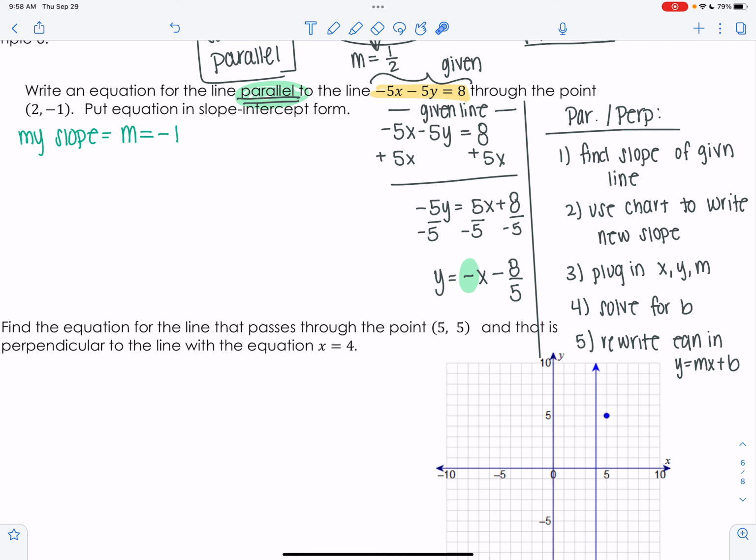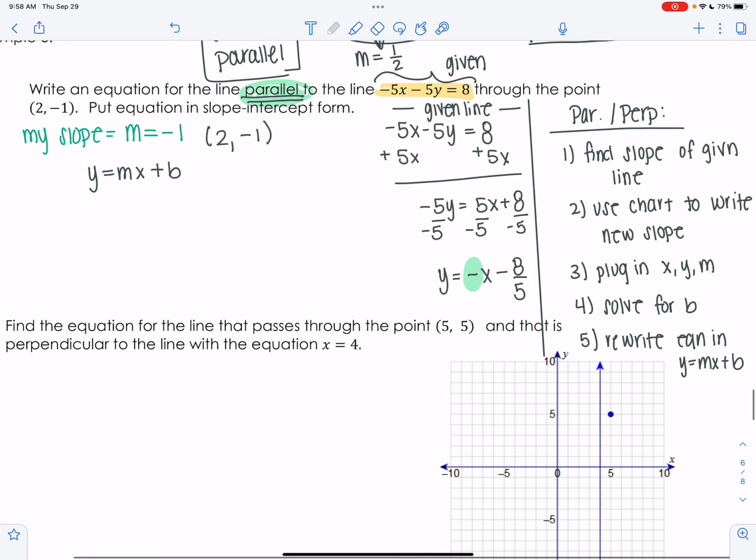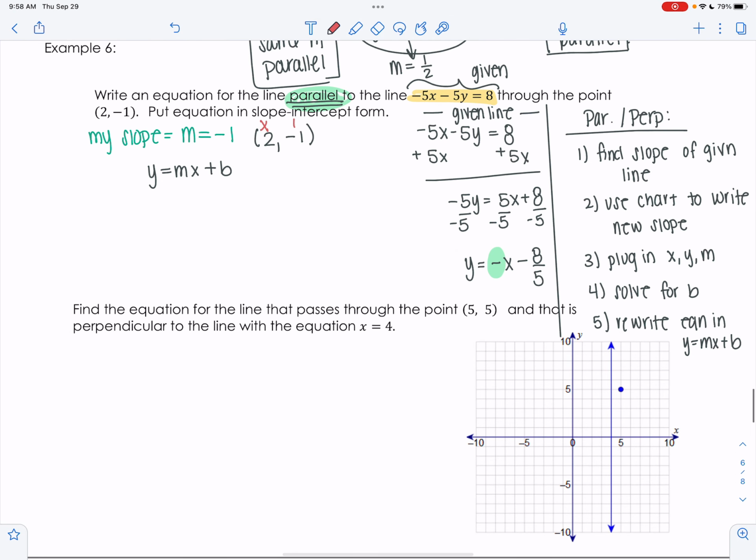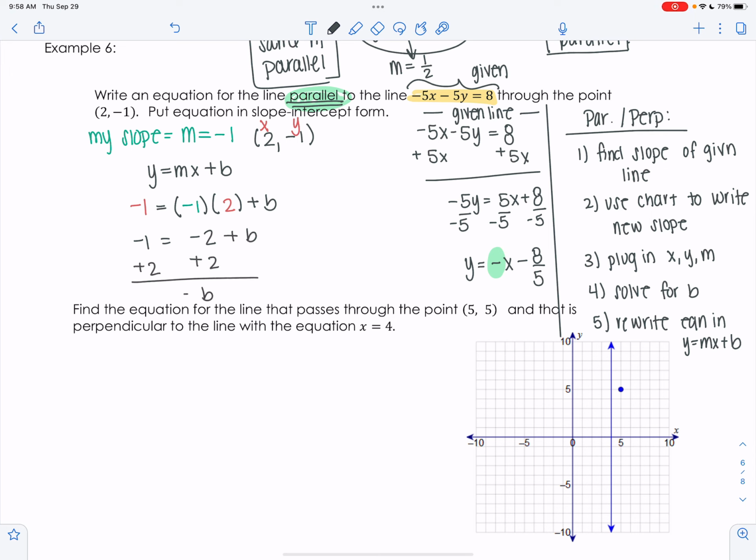I'm now going to use that slope and this point 2, -1, and that I can now fill in to find my B. So I've got my x and y, and then my m. So I've got -1 equals m, but m is also -1, times x, which is 2, and then plus b. So I've got -1 equals -2 plus b. Add 2 to both sides and get b equals 1.